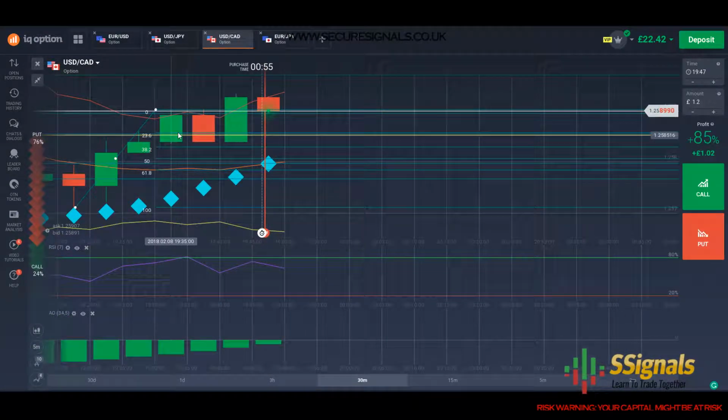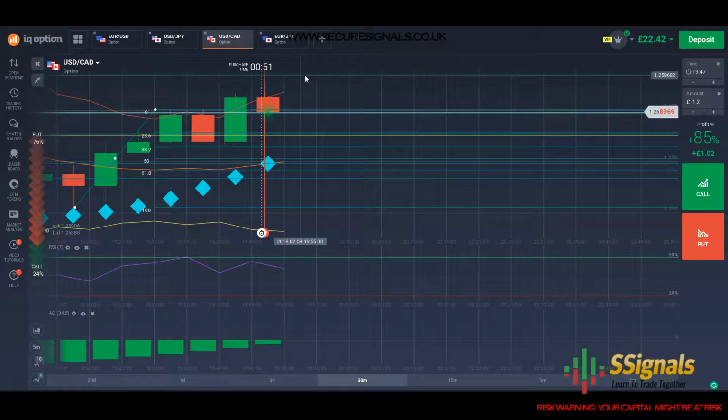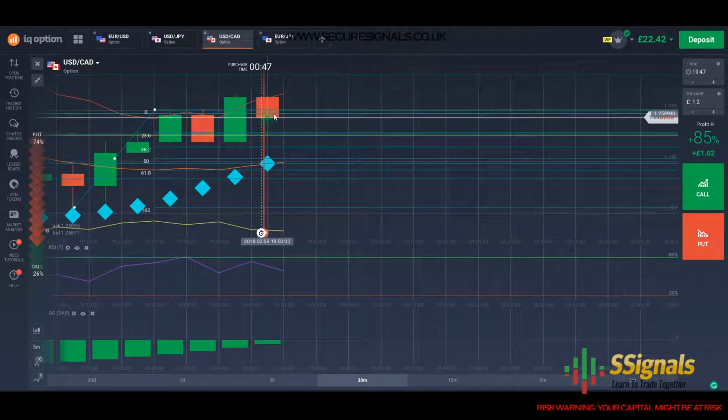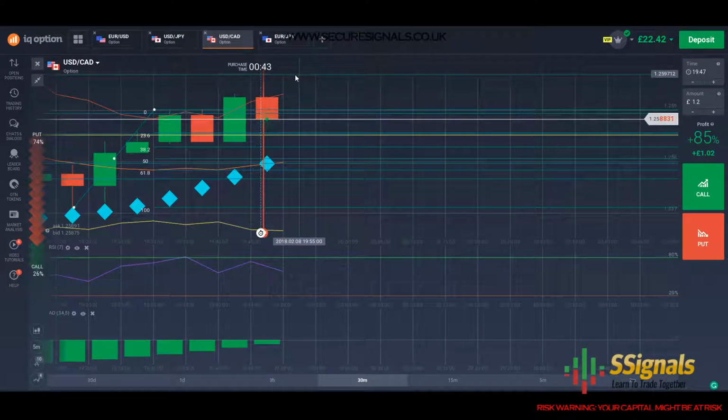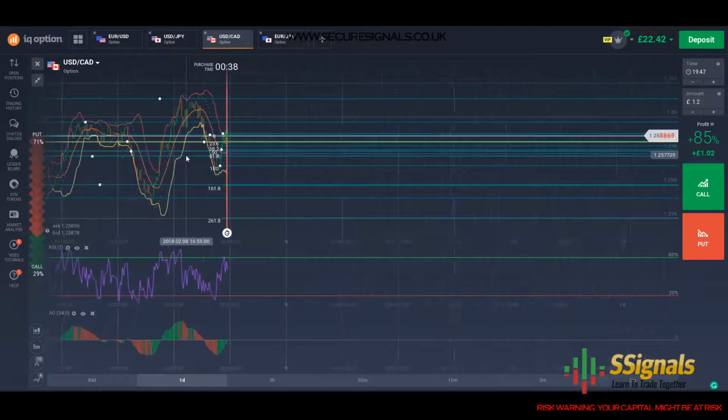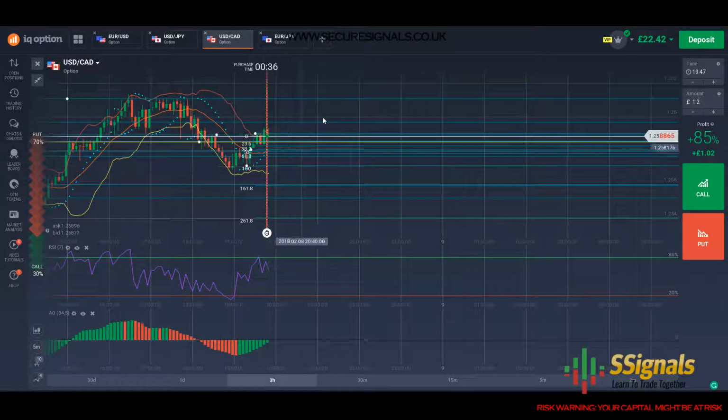Okay, so as you can see the structure here, the market structure, price retraced, now it's going to create another leg. So if it closes below this line, then I'd wait for a touch here. If it closes above here, then I'm going to go for a call. So either way I'm going to go for a call because it looks like price has gone down and it's creating a correction wave up there.